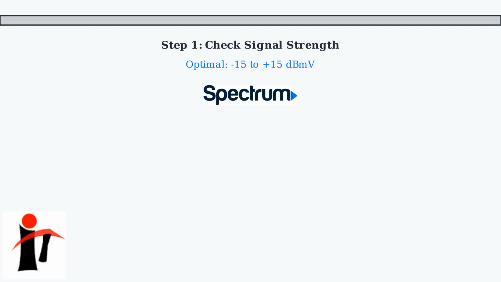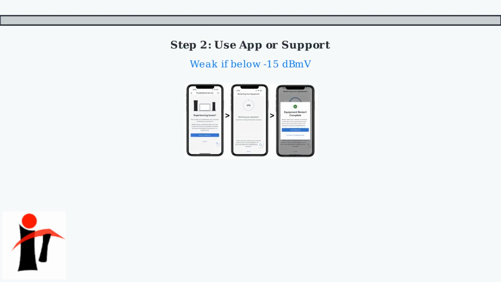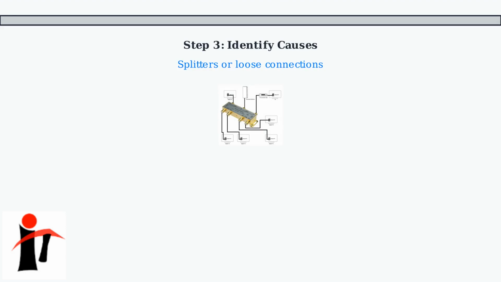If your Spectrum modem isn't connecting due to a weak coax signal, start by checking your signal strength. Optimal downstream signals range from -15 to +15 dBmV. You can often check this via the Spectrum app's diagnostic tools or by contacting Spectrum support. A signal below -15 dBmV indicates a weak signal. Common causes include splitters, which can weaken the signal, or loose connections.